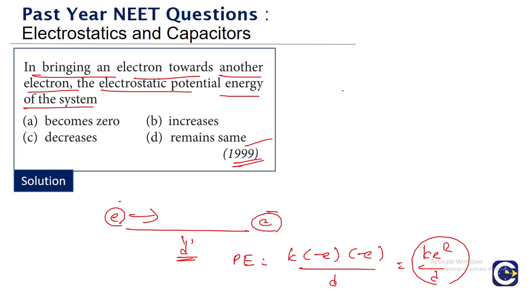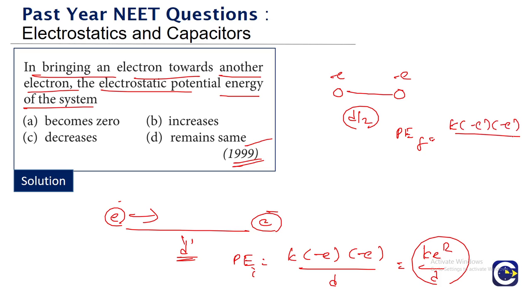When we bring them towards each other, they are coming closer. We'll answer this question by taking a specific value. Let's say we bring them closer and the distance between them now becomes d by 2. It may become d by 3 or d by 4 also, but let us just take d by 2. Let's say this is initial, this is final. What is the potential energy now? K into minus E into minus E divided by d by 2. The distance is now d by 2, so the 2 goes to the numerator: 2 times K E square by d. So the potential energy of the system is increasing. The correct answer is option B.